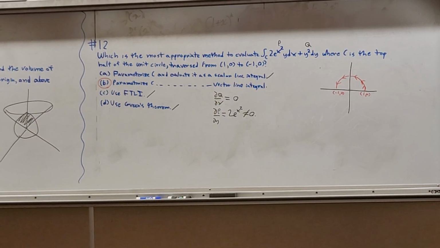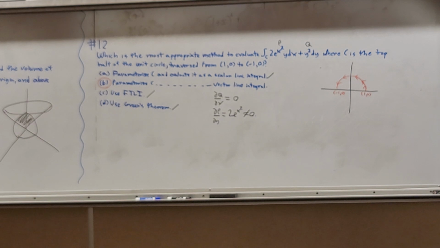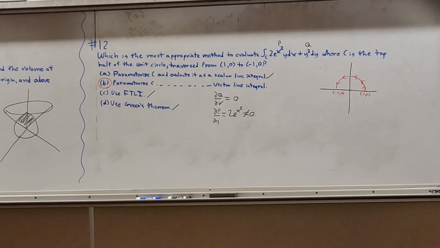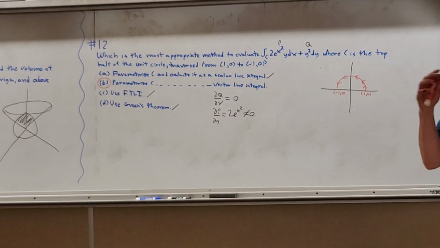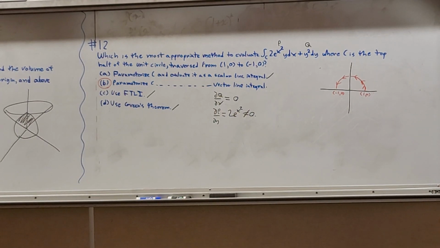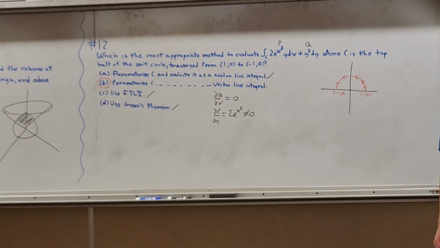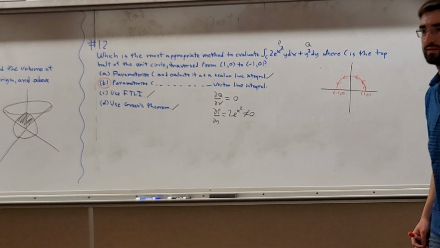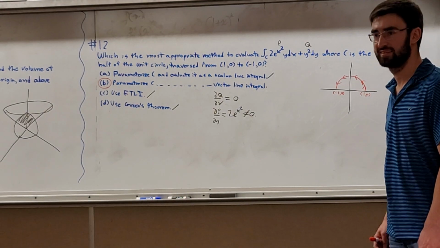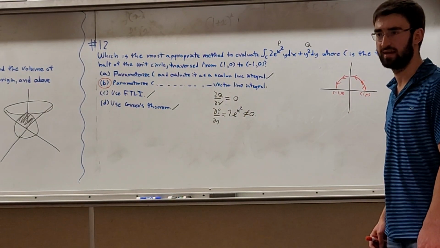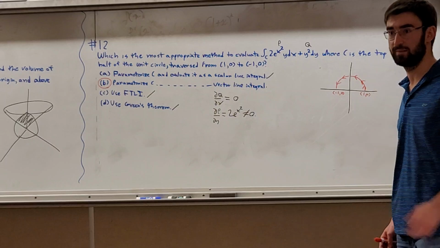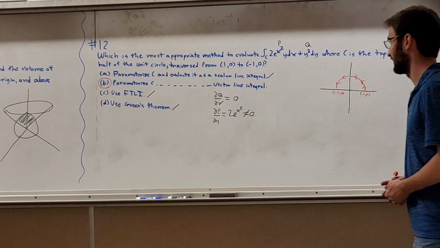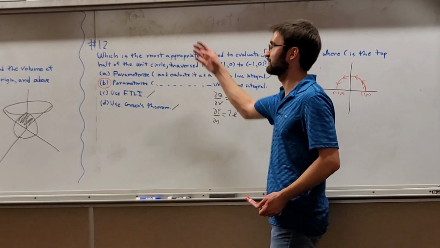So the position vector will give you cosine t, sine t, right? You just parameterize in terms of t. You'd have x equals cosine t, y equals sine t. And then you do f of r of t times r prime of t. dx is equal to x prime t dt, and dy is y prime t dt. That's what you'd be doing. But we won't be doing that because it doesn't say to do it.